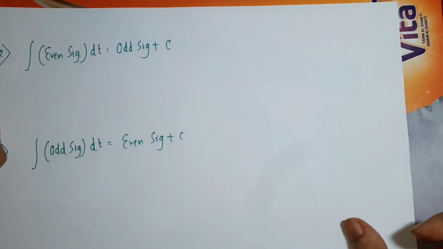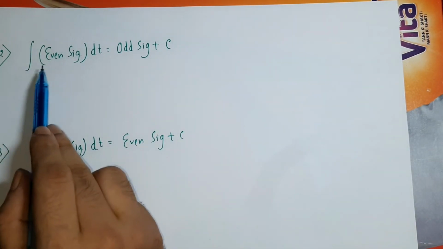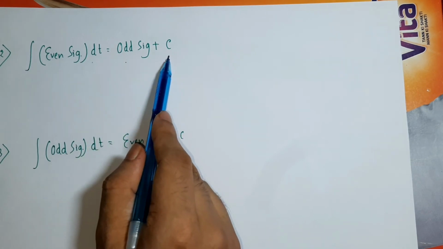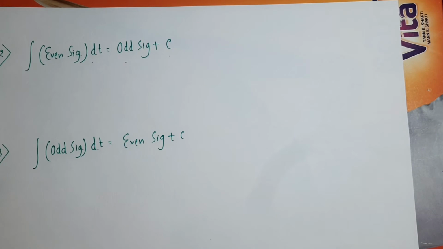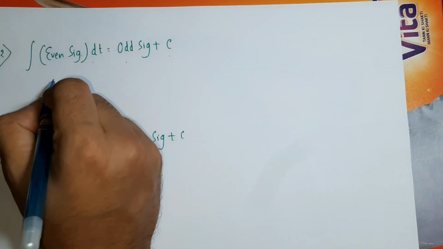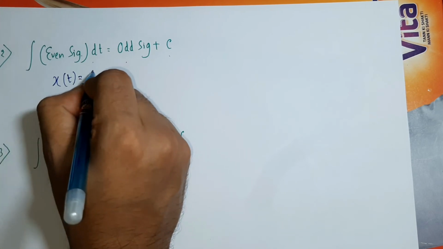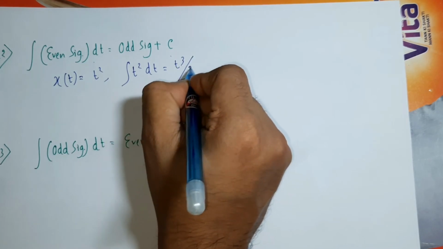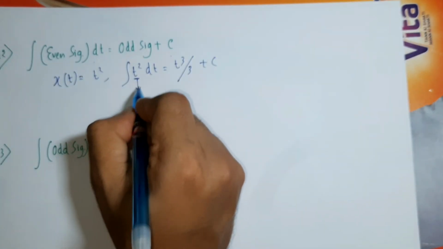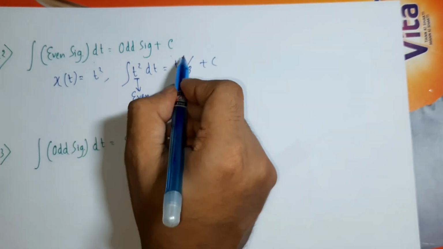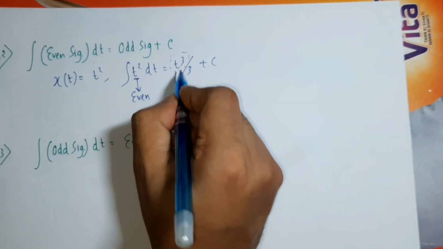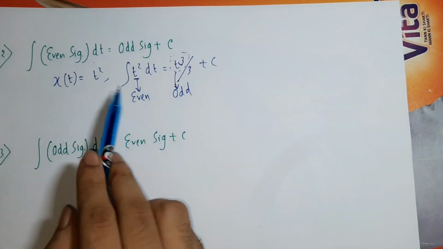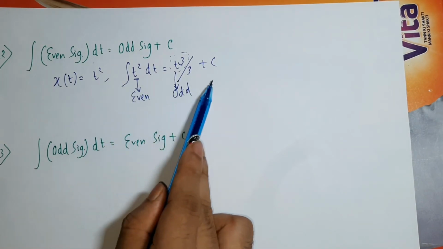The rest of the two properties say that if you integrate an even signal with respect to time, you will get an odd signal plus a constant, which is called the arbitrary constant, or the constant of integration. Let me take an example. Let us take x(t) equal to t square. If you integrate t square with respect to time, you will get t cube by 3 plus c. See, t square is an even signal because the power of t is 2, which is an even number. T cube is an odd signal because the power of t is 3, which is an odd number. So clearly, if you integrate an even signal, you will get an odd signal plus the constant.